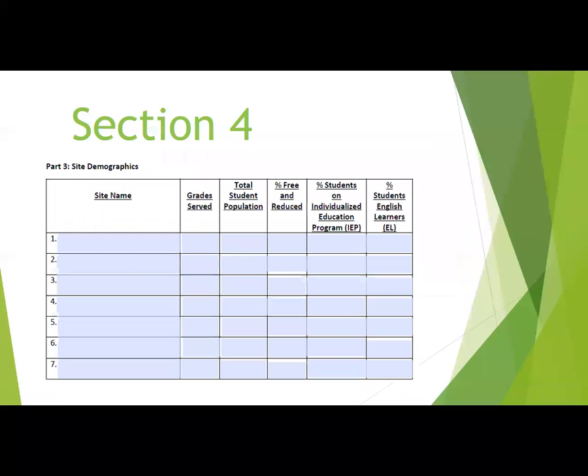In Part 3 of Section 4, we ask you to fill out your site demographics. So in this table, you will need to enter the names of every one of your sites, the grades served at each one of those sites, total population for each site, number of students on free and reduced lunch, number of students, or percentage of students on IEPs, excuse me, and percentage of students that are ELL for each site.